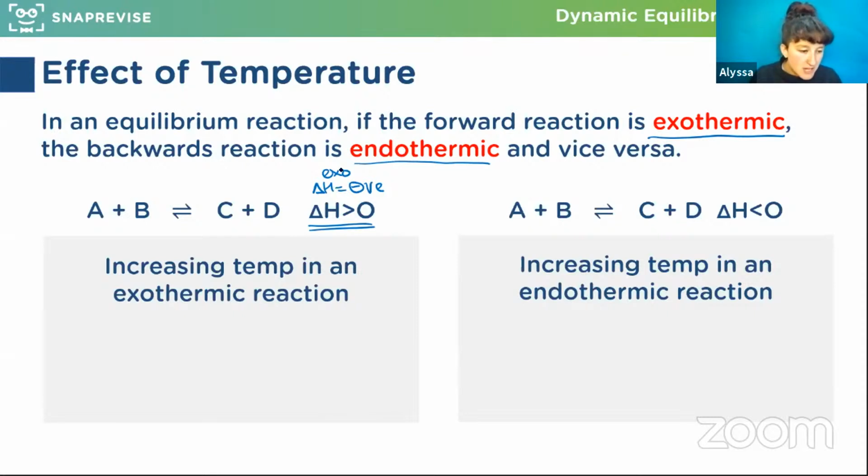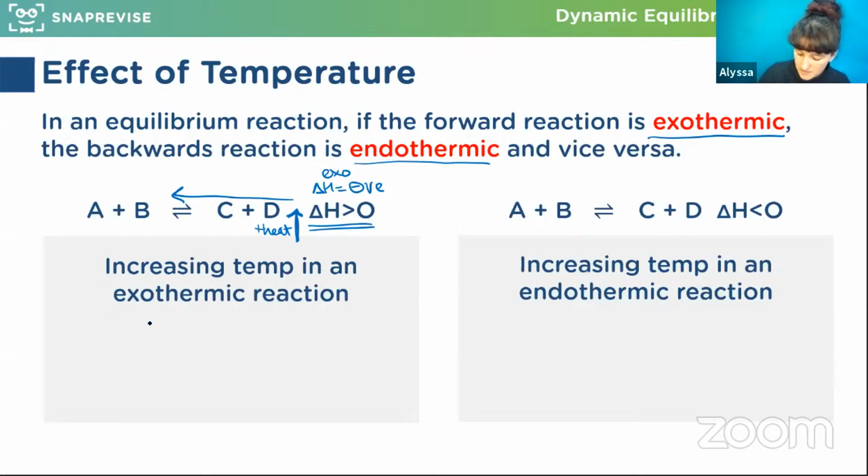Oh, lovely. Thank you for that, Alyssa. Thank you, guys. That's brilliant. Fabulous. Okay, good. So if we increase the temperature, you can consider it if you want in terms of producing heat. So if this is exothermic, then it's also giving off heat. And then you can consider it just like we did with the concentration. If we're increasing the temperature, so we're increasing the heat, then it's going to shift the equilibrium back in the endothermic direction.